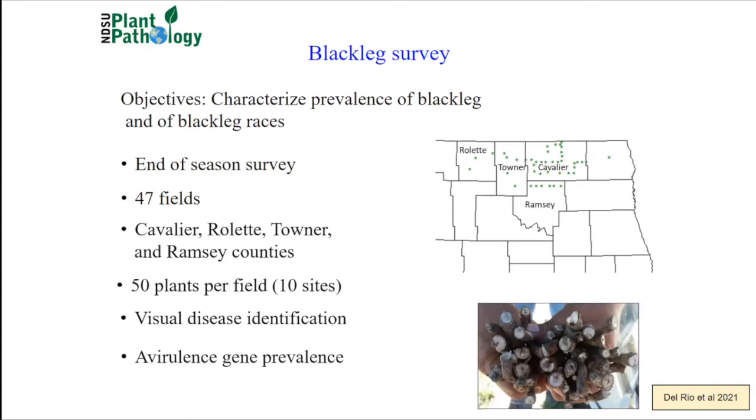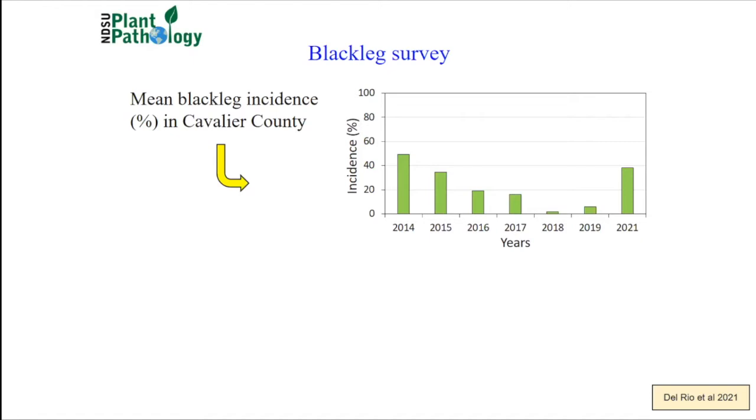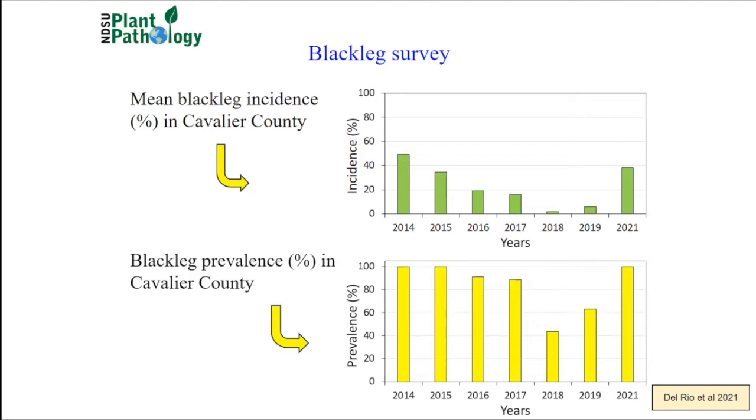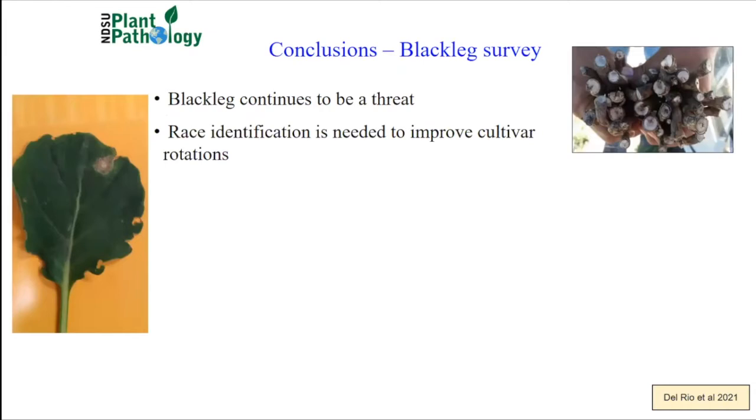If you see the blackleg incidence in Cavalier County, it is from 2014 to 2020; by 2018 it dropped low, but by 2019 and 2021, it's increasing now. I have a reason for that, but if anybody has a question, I'm not sure whether I'm correct or not, but that's what is happening here. This is the incidence: when you scout 100 stems, 40% have blackleg. In the prevalence study in Cavalier County, out of 100 fields, all 100 fields had blackleg disease. So this is how it is doing in Cavalier County.